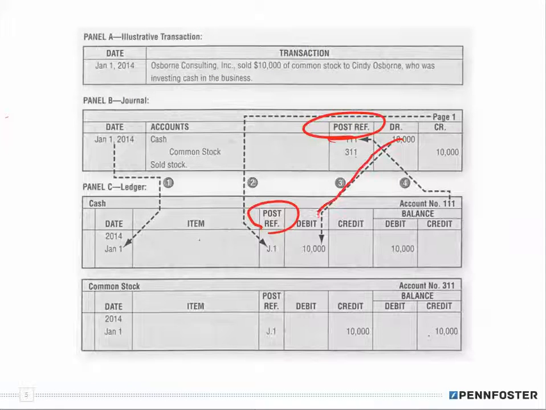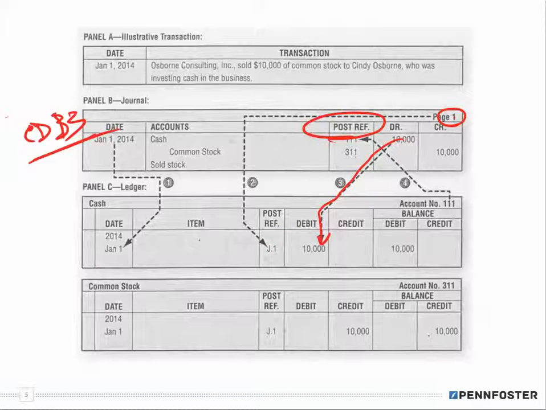When I actually write the $10,000 on the debit side into my ledger account, as a posting reference, I want to label the journal that it came from and the page. In this case, it's journal and page 1. If it was a cash disbursements journal, it would be CD page 1. If it was page 33, it would be CD 33. And the reason we put that there is that it allows us to look in the ledger and say, if I have a question about this entry, I go to the cash disbursement journal, page 33, or I go to the general journal, page 1, and I can see that transaction.